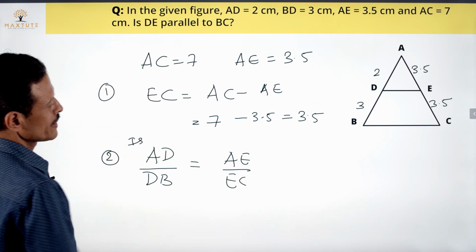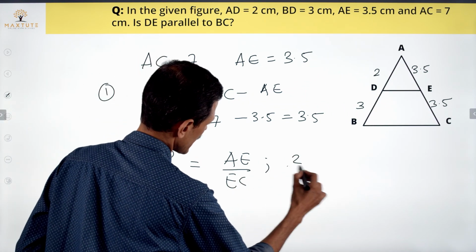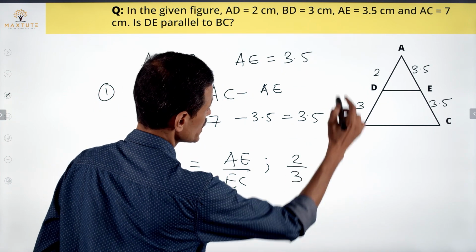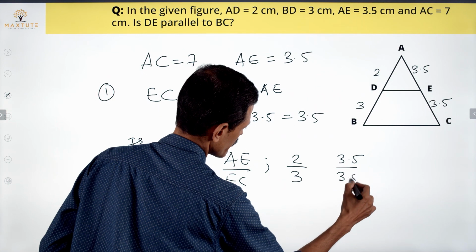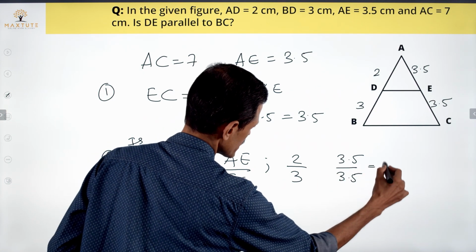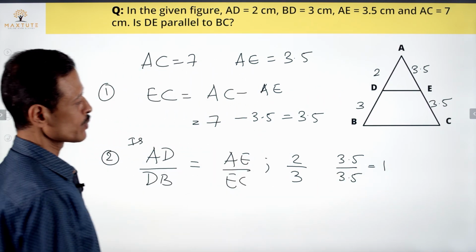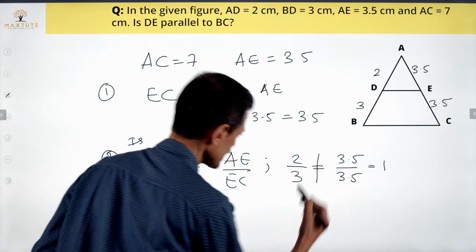What is AD by DB? That is equal to 2 divided by 3. Is it equal to AE by EC, which is 3.5 divided by 3.5? 3.5 by 3.5 is equal to 1. Is 2 by 3 equal to 1? No, 2 by 3 is not equal to 1.